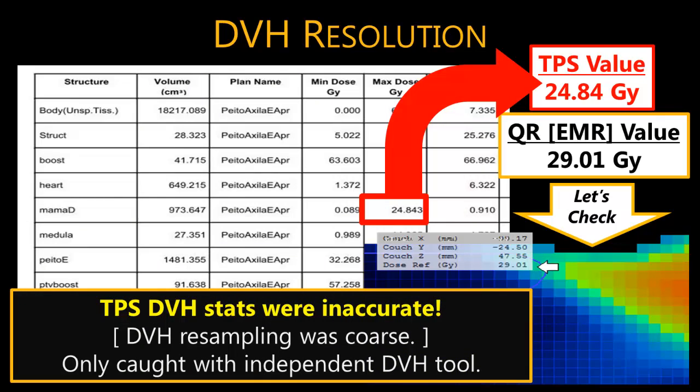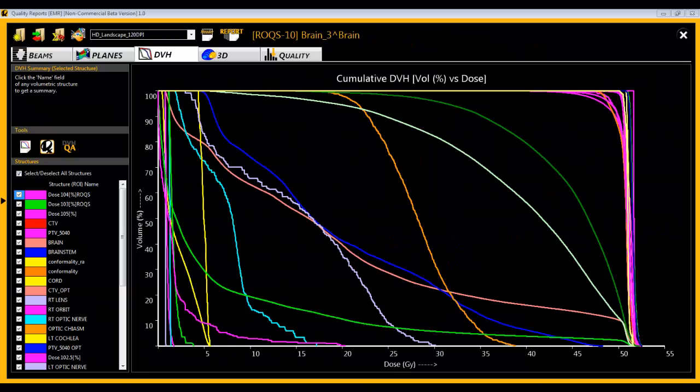However, due to coarse DVH binning that was set in the treatment planning system, this dose grid point was completely missed by the TPS DVH sampling. Quality Reports identified this issue, and the customer was able to reset the DVH preferences in the TPS to improve its accuracy. But without Quality Reports, this user never would have known that there was even an issue.